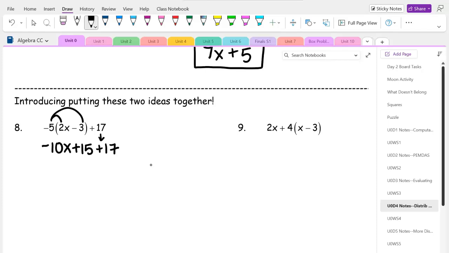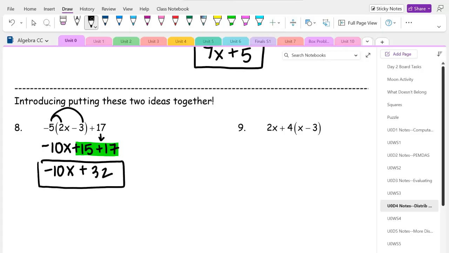Now that parentheses are gone, you're going to look for your like terms. Our like terms are the two numbers. We're just going to bring the negative 10x down because there's nothing to go with it. And then add 15 and 17 makes 32. And this is your answer. All right, so this is just combining those two ideas.